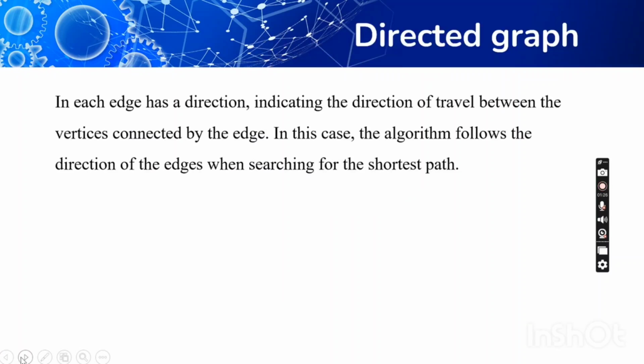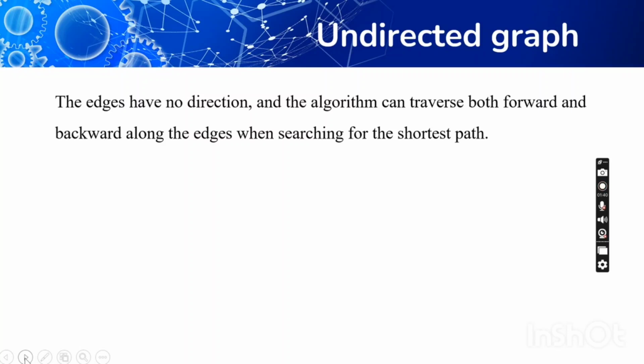Directed graph: it indicates the direction of travel between the vertices connected by the edge. In this case, the algorithm follows the direction of the edge when searching for the shortest path. In an undirected graph, the algorithm can traverse both forward and backward along the edge when searching for the shortest path.